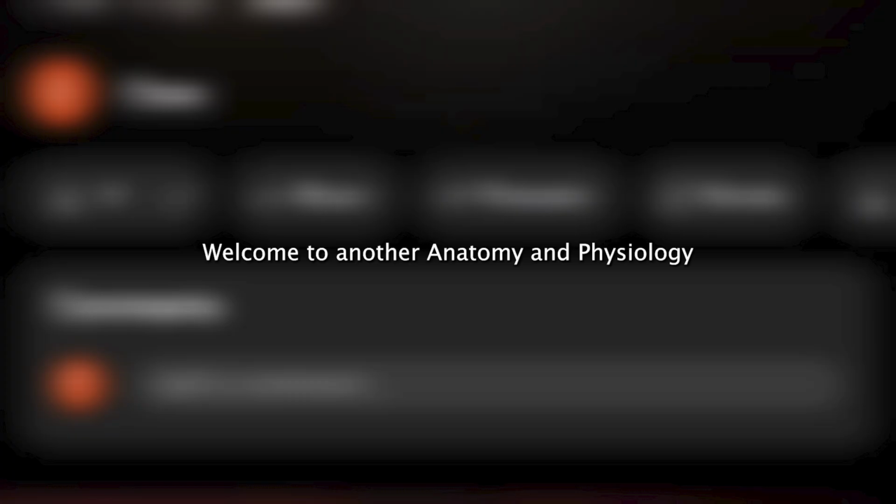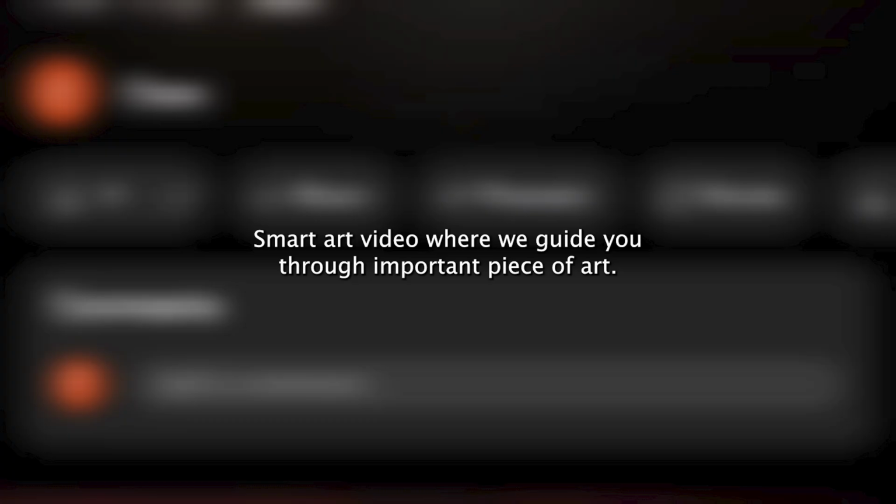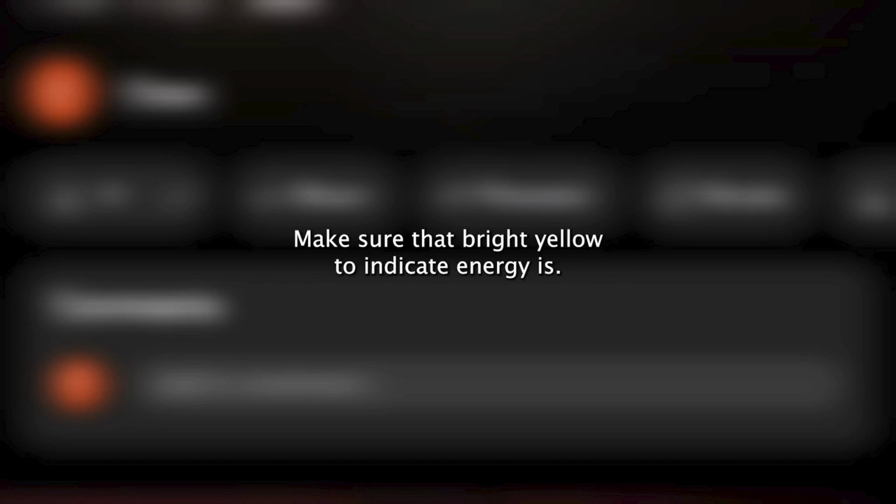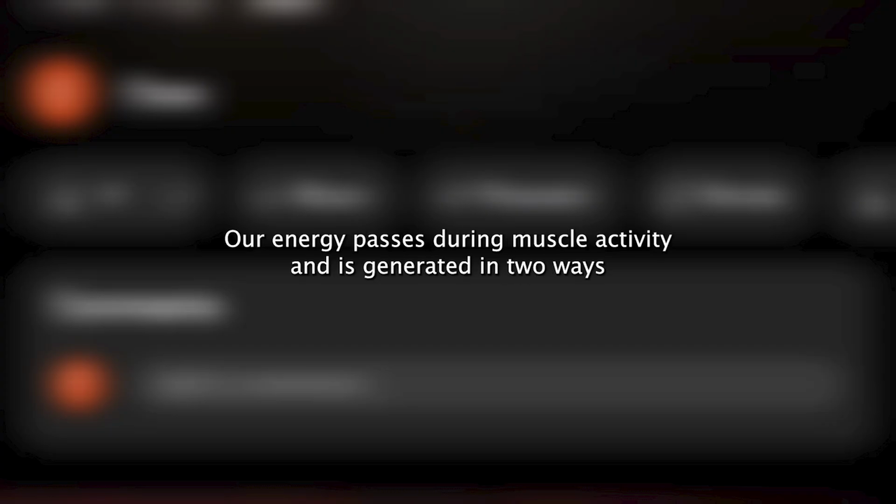Welcome to another Anatomy and Physiology Smart Art video, where we guide you through an important piece of physiology. After watching this video, you should be able to describe how skeletal muscle fibers obtain the energy to power contractions. Let's begin by looking at this summary image. ATP, shown in bright yellow to indicate energy, is our energy currency fueling muscle activity and is generated in two ways, by glycolysis and aerobic metabolism.